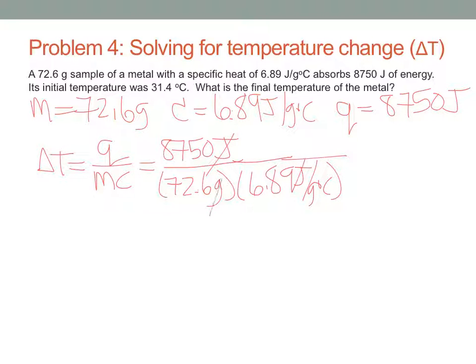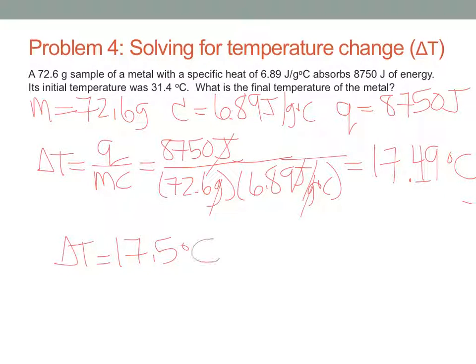So joules cancels, grams cancels, and 1 over C is going to be degrees C, and that's going to be 17.49 degrees C. We need to round that to 3 significant digits, so our delta T is going to be 17.5 degrees C.